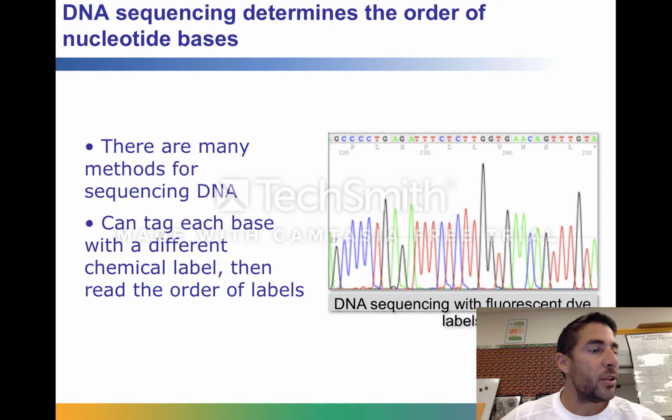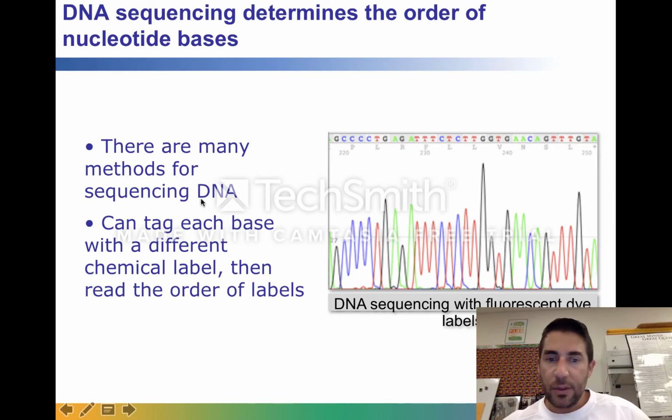One approach is to attach a tag, a different chemical label, to each of the four nucleotide bases. Fluorescent dye molecules make very good tags, as they are different colors and can be detected automatically using a laser and a special camera. Several kinds of automated sequencing machines use this approach to read the order of the different tags, which gives you the order of the bases.